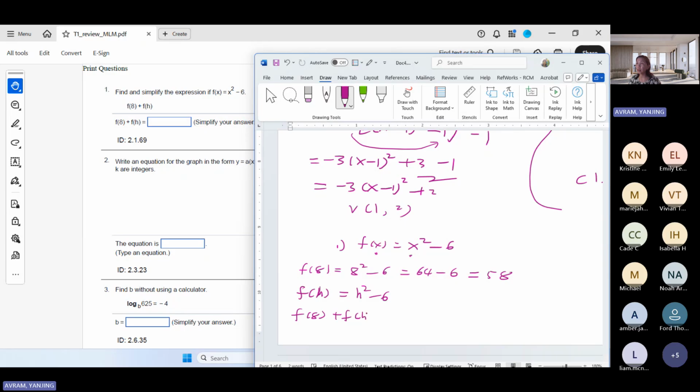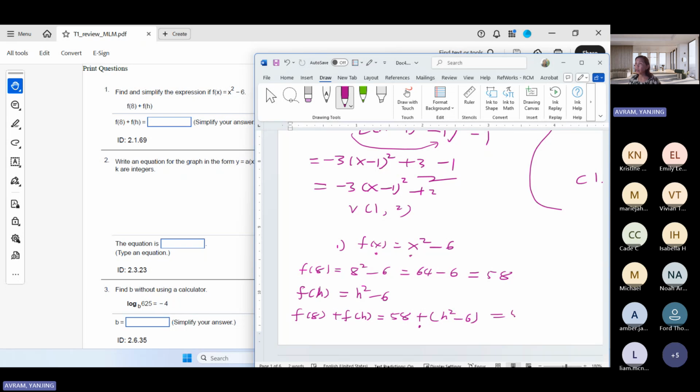Okay, so f of a plus f of h. We already calculated f of a is 58, right? And then plus f of h. This one you will need to use the parentheses. The good thing is because this is addition, it didn't change anything. If this is minus, make sure you distribute to the parentheses.